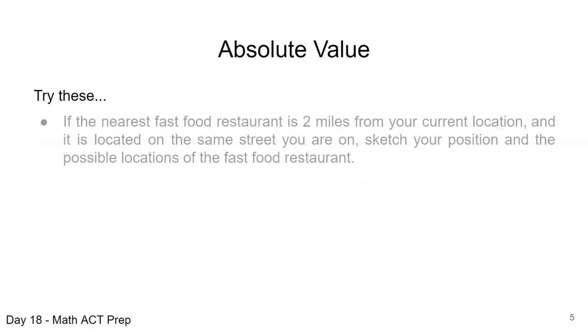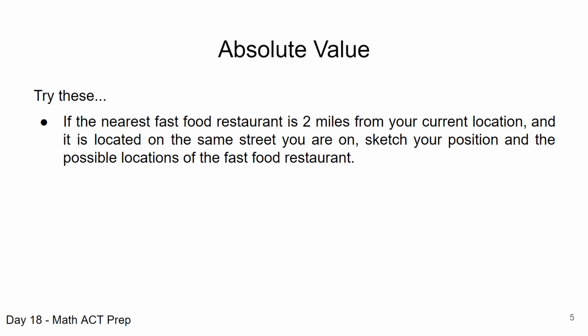Let's look at this example. If the nearest fast food restaurant is 2 miles from your current location and it's located on the same street you are, then we're asked to sketch your position and the possible locations of the fast food restaurant. So give that a try, and then we'll show you what to look at here.